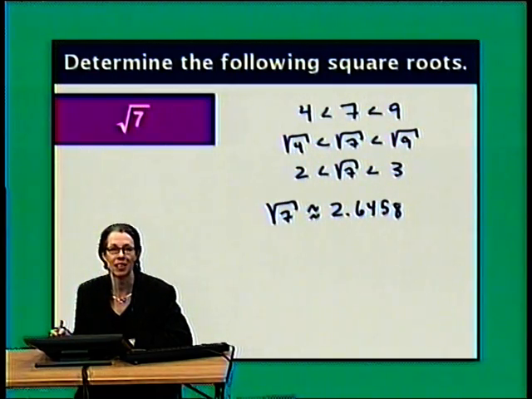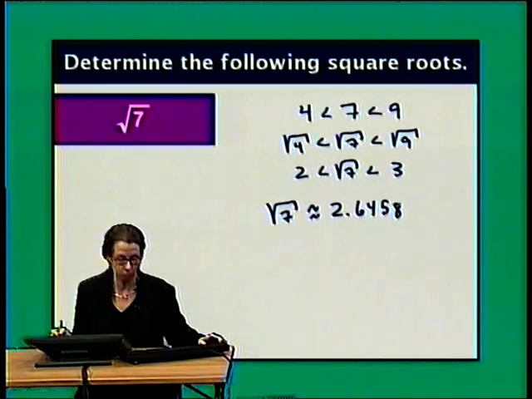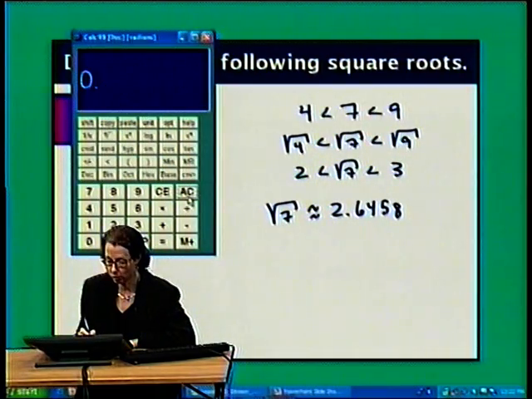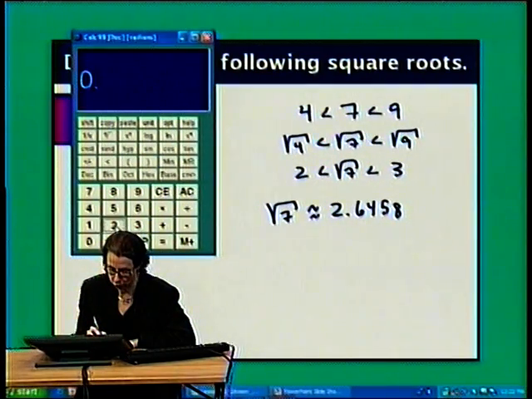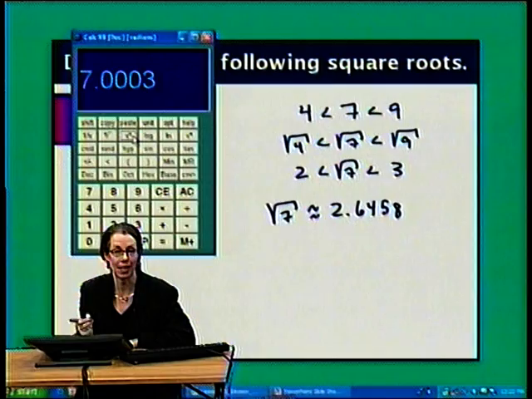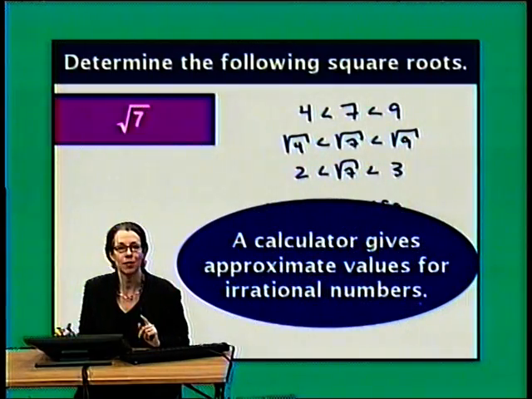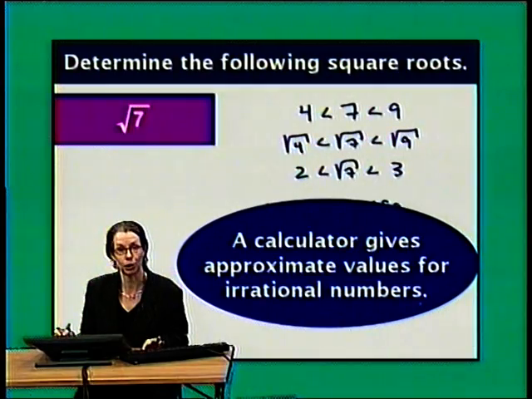The square root of 7 is an irrational number, and it cannot be represented by either a terminating decimal or a repeating decimal. Now what I'm going to do here is kind of show you that this is an approximation. I'm going to calculate the square of my decimal approximation. I'm going to take 2.6458 and I'm going to square it. And notice that I don't get exactly 7. That's an indication that the number I've written on my paper is just an estimate. The calculator gives approximate values for irrational numbers.